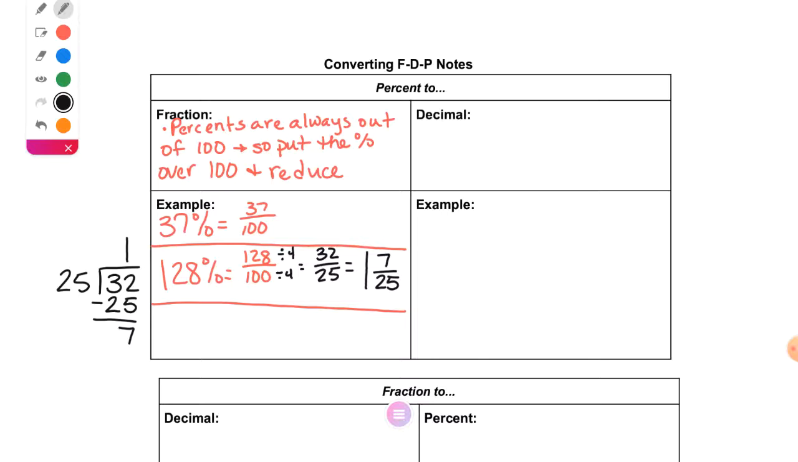If you have over 100%, you should have a whole number in your fraction or in your decimal. Because that means you got over 100%, which is over 1 whole. Because if you eat 100% of a pizza, you ate the whole pizza. If you eat 128% of one pizza, you ate 100% of one and 28% of a second one. Okay, so anytime you have a percentage over 100, okay, let's do one more.